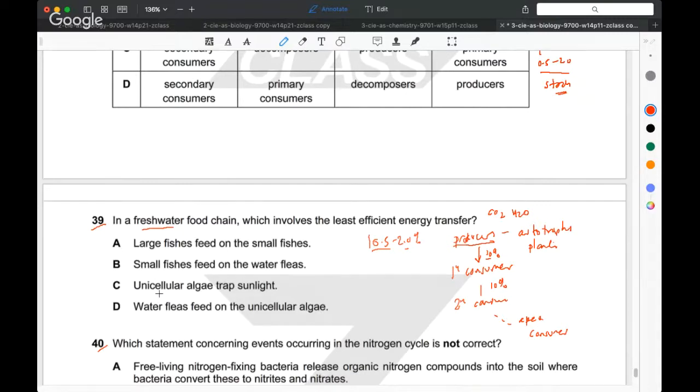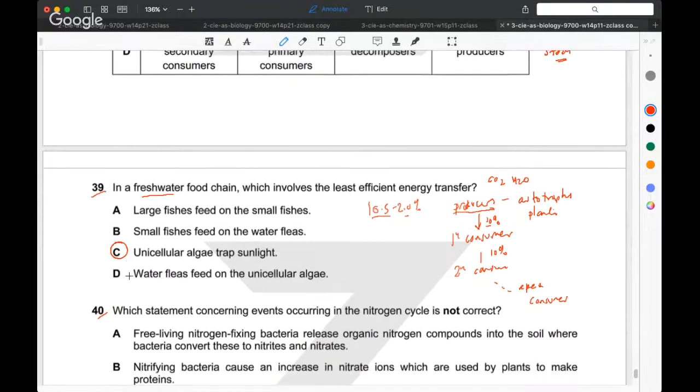So the answer for which is the least efficient is this first step here of photosynthesis. These photosynthetic algae capturing sunlight, that energy transfer through the process of photosynthesis has a low energy transfer value.